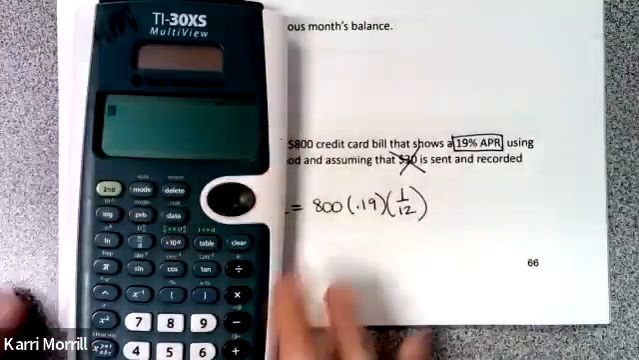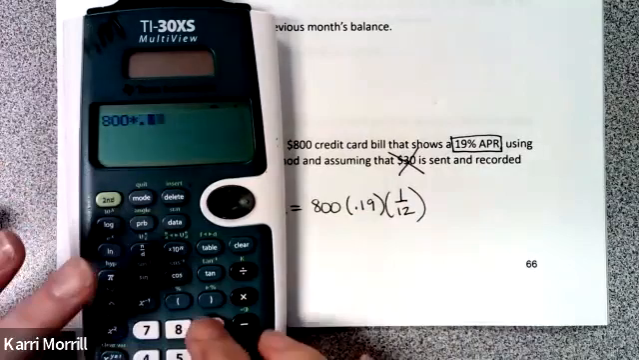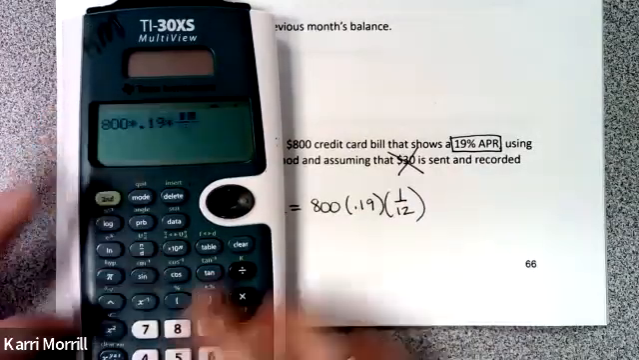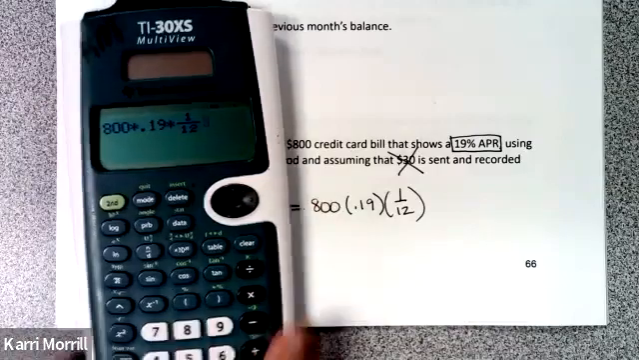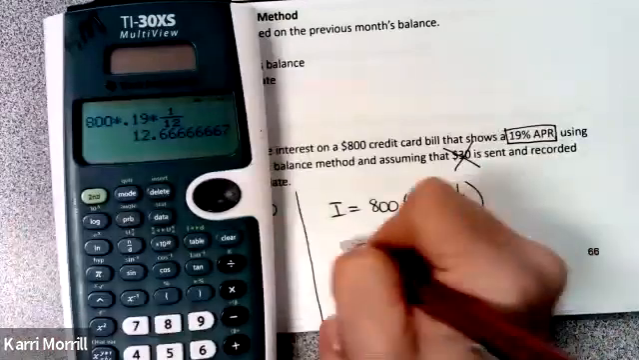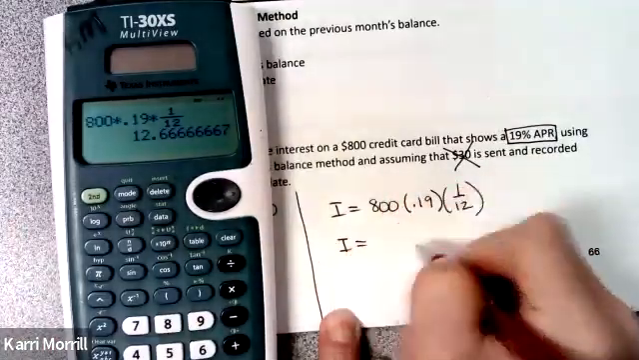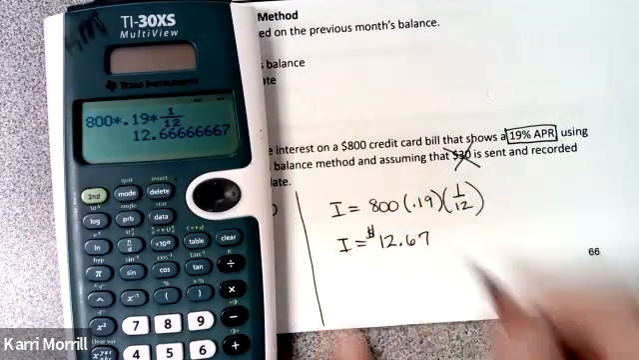If you have a calculator that does fractions for you, which I think everybody does now, you can just type it in just like you see and click enter. And if we were rounding that, we would need to round that last 6 up to 7, right? So $12.67 would be the amount of interest.